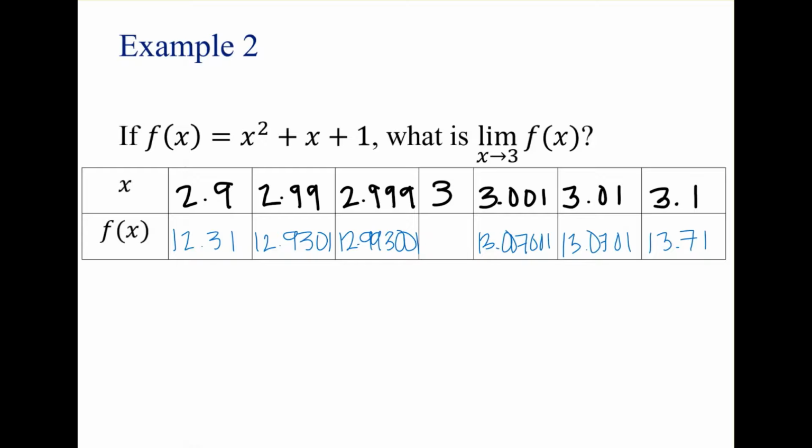And now let's interpret the values in the table. First, let's look at the values to the left of 3. As our x values get closer to 3, our function values get closer to 13.